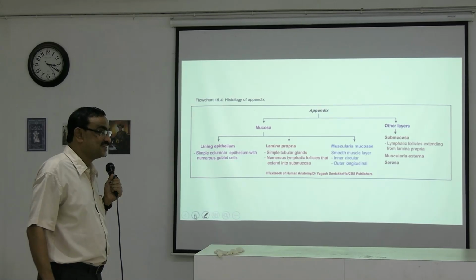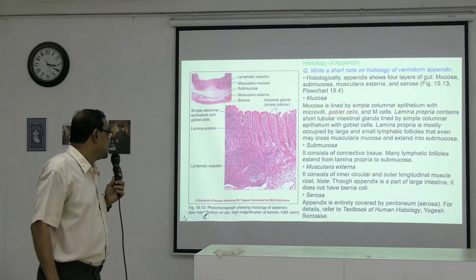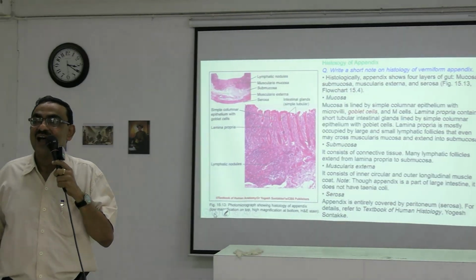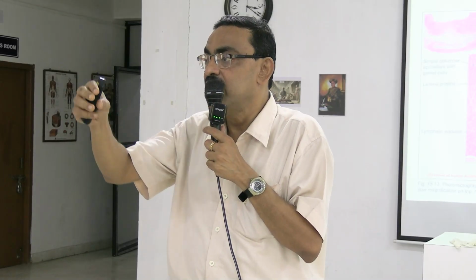Hiatus muscularis. As per your knowledge of histology, you may remember that within the muscular coat of the appendix, there are some discontinuations which are called hiatus muscularis. That means there are gaps in the muscular coat. So the infection from the lumen can enter into the peritoneal cavity.